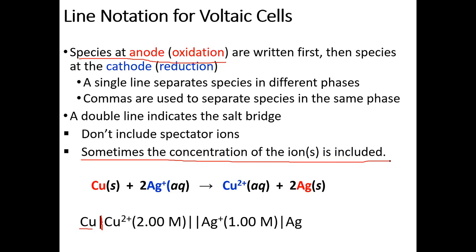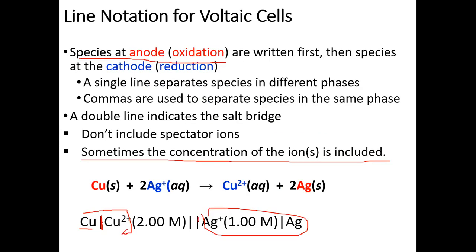So don't include spectator ions, like in this net ionic equation. We are not working with the spectator ions because they do not participate in anything. The flow of electron is between copper and silver, and that's what we are interested in. So while we're writing the line notation, the anode is going to come first and then the cathode. Okay, so that's how we're going to write it down.